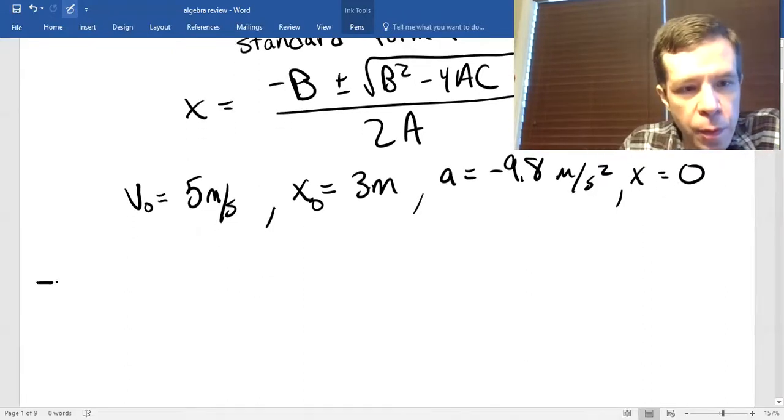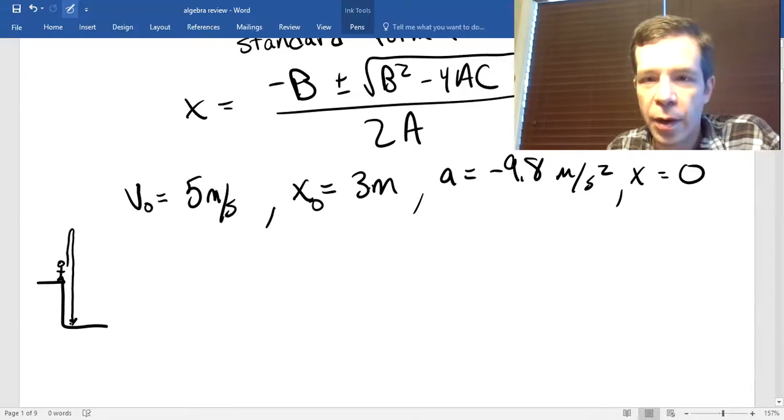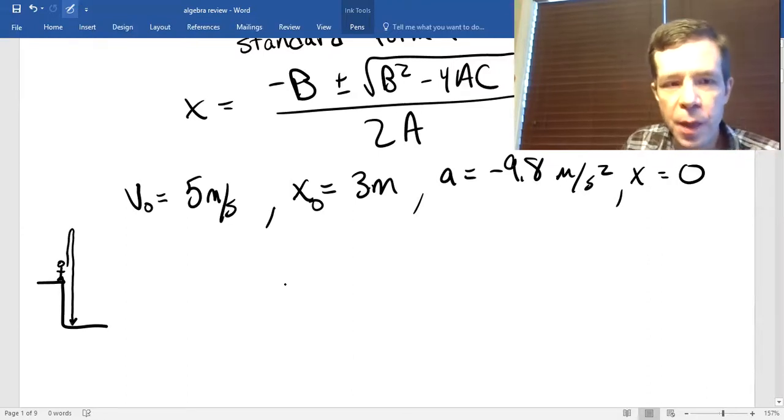Right, so there's a guy standing here. He throws a ball in the air. It goes down and hits the ground. Right, we're not concerned with the physics right now. We're looking at the math, but this is a realistic situation that you could try to solve.